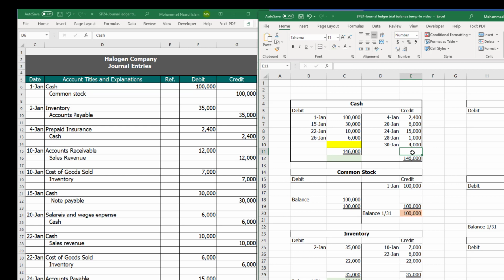Now let me show you manually. This one minus this, minus this, minus this, minus this, minus this. It is 117,000. This is actually the balance. Finally, we will show the balance of cash over here. Cash has a debit balance, which means that the debit is greater than the credit amount. So 117,000 is our ending balance, and we are showing this balance on 31st January. So this is the debit balance.